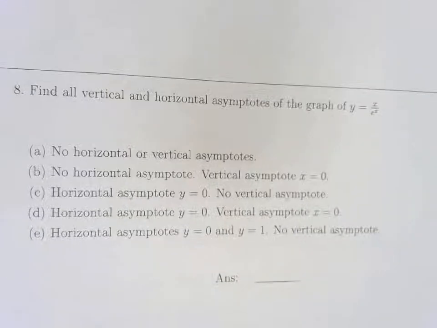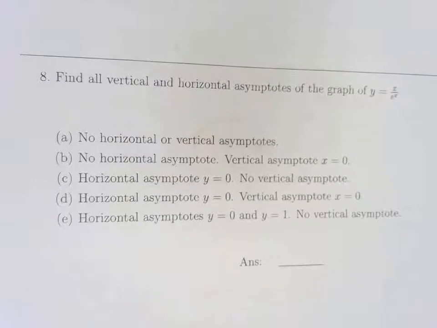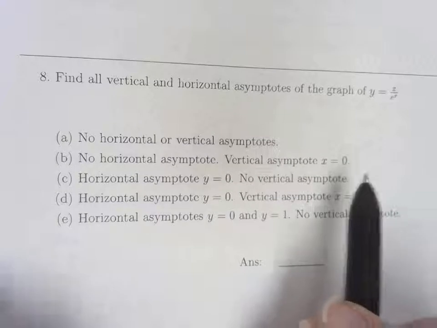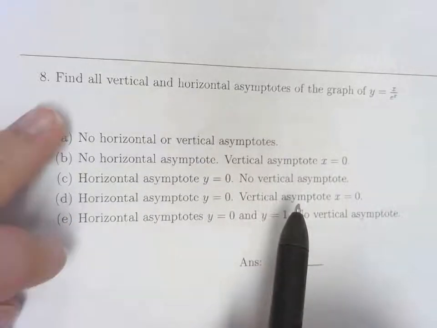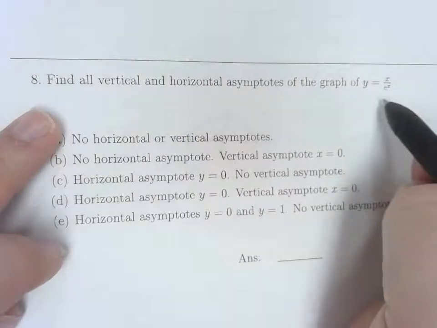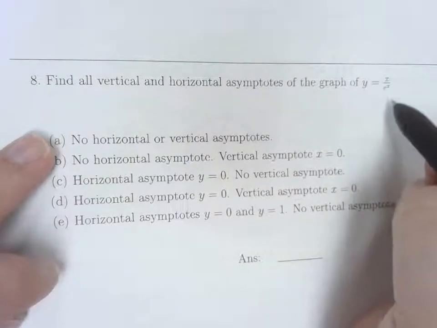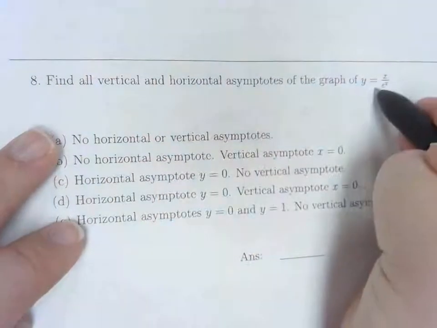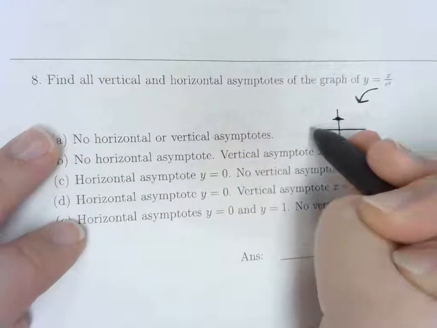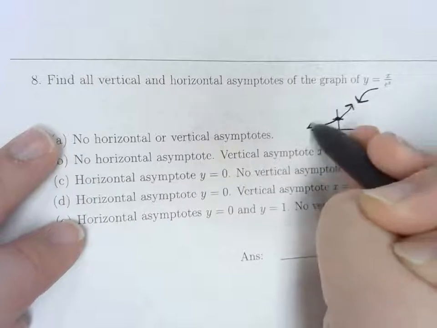Number 8. If I look at the vertical and horizontal asymptotes of the graph y equals x over e to the x. Vertical asymptotes, how do I find them? Where my denominator is 0. So e to the x, you should know the graph of e to the x. It goes through the point (0, 1).